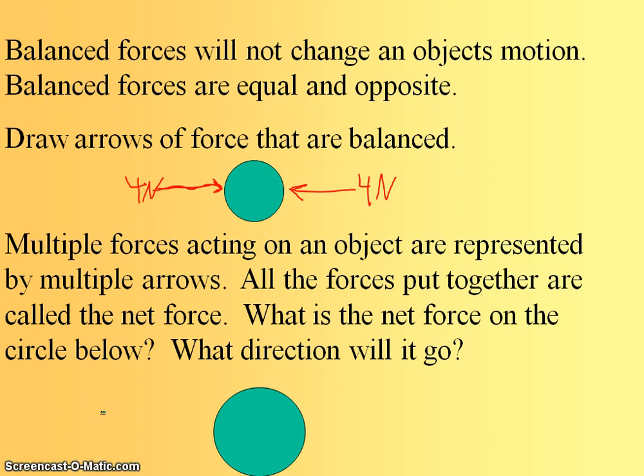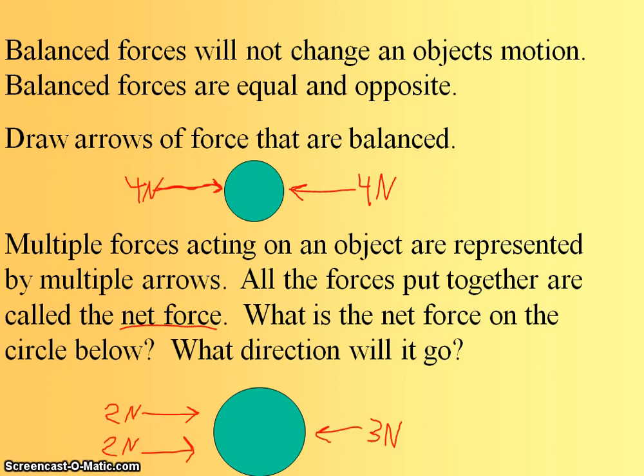Multiple forces acting on an object are represented by multiple arrows. All the forces put together are called the net force. What is the net force on this circle below? In what direction will it go? All right, I want to go ahead and draw some on here, and you tell me what the final net force is.